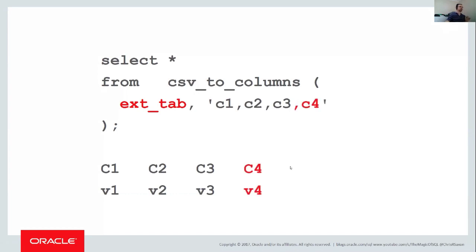So what I've got, you see what I'm passing in, I've got my function CSV_TO_COLUMNS, and what this does, we're actually passing the table name here. So this is an external table, and what we want to do is say we get these columns C1, C2, and C3, and what it does is it reads the row values out and generates those columns.